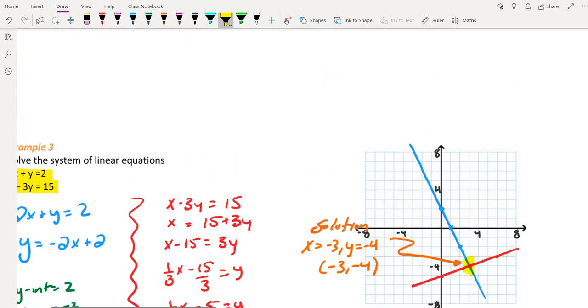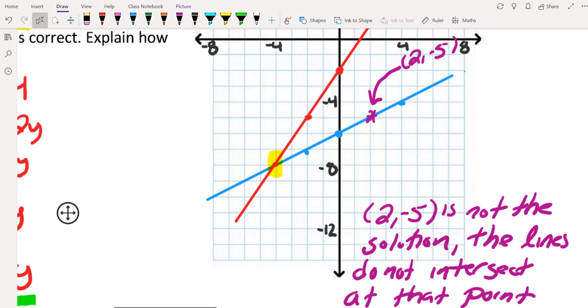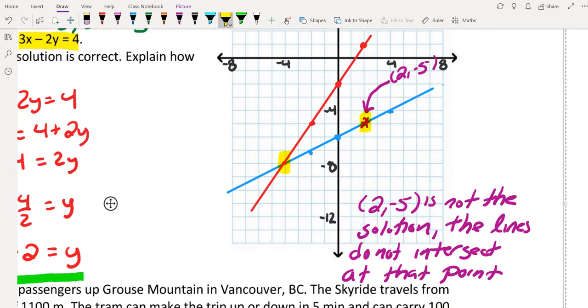Guy said the solution is +2, -5, which would be over here. So Guy's solution is not correct because the lines do not intersect at that point.